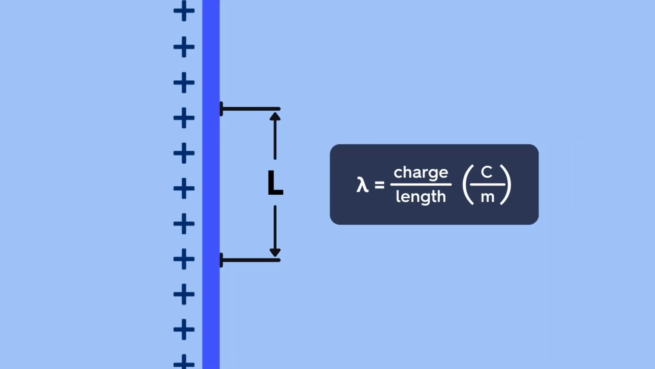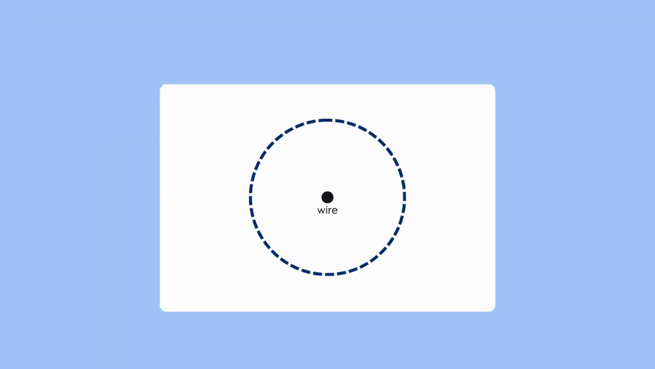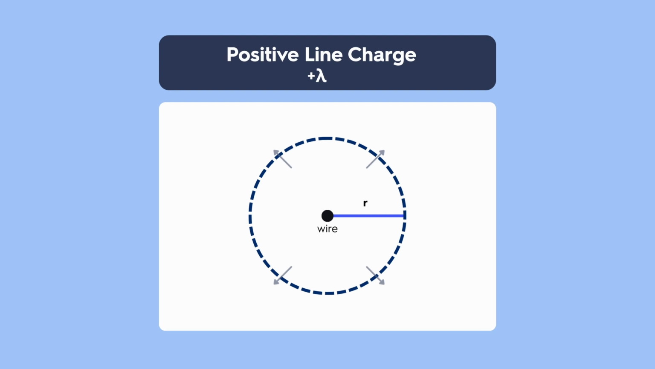Before we begin, let's set up the scenario clearly. Imagine the wire is so long it looks infinite and is uniformly charged. Its charge per length is the linear charge density, lambda, in coulombs per meter. With that setup in place, our goal is clear. Find the electric field E at a distance r from the wire. For a positive line charge, the field points straight outward. For a negative line charge, it points inward.